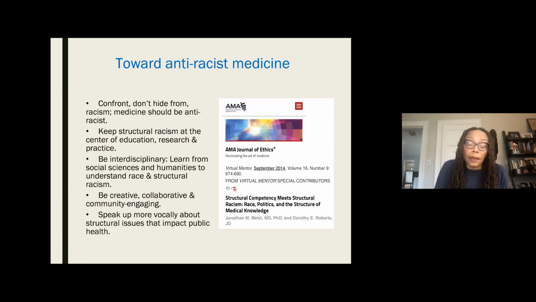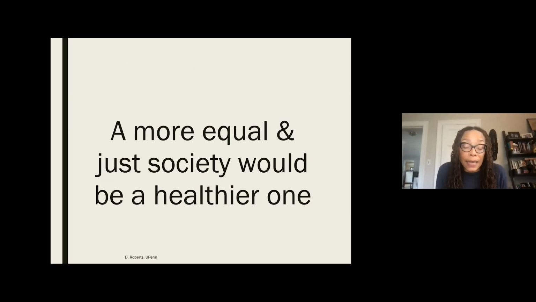So in the end, the best way to end health inequities is the best way to improve everyone's health. And that is to work collectively to end structural racism and other inequities and toward a society that values every human being equally. A more equal and just society would be a healthier one.